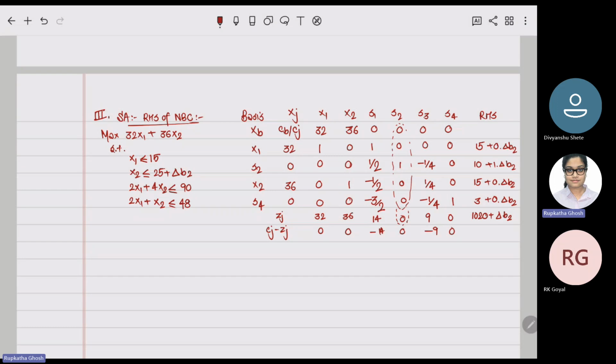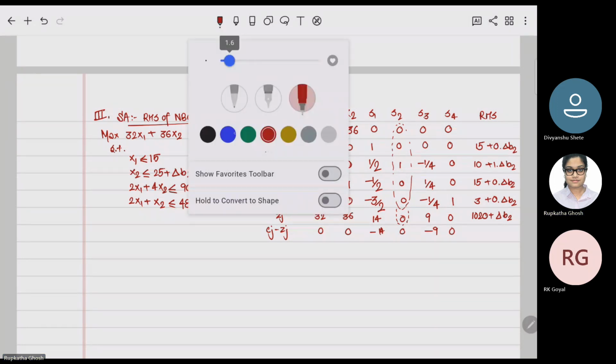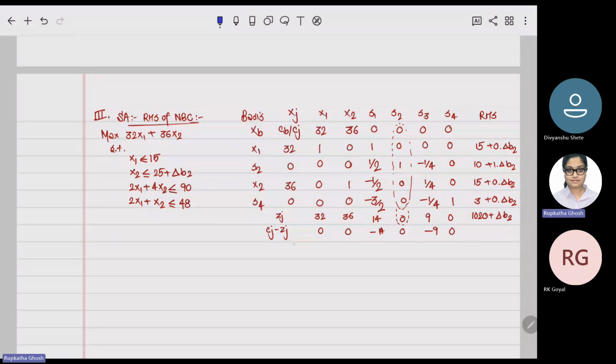So all the values of the basic variables should be greater than equal to 0. That means 10 plus delta B2, because everything else is 0 here, should be greater than equal to 0. So delta B2 should be greater than equal to minus 10. If the right hand side of your constraint is changing within this allowable range, there would be no change in basis, but a change in the basic variable. But no change in the optimal solution. It will remain 1020.